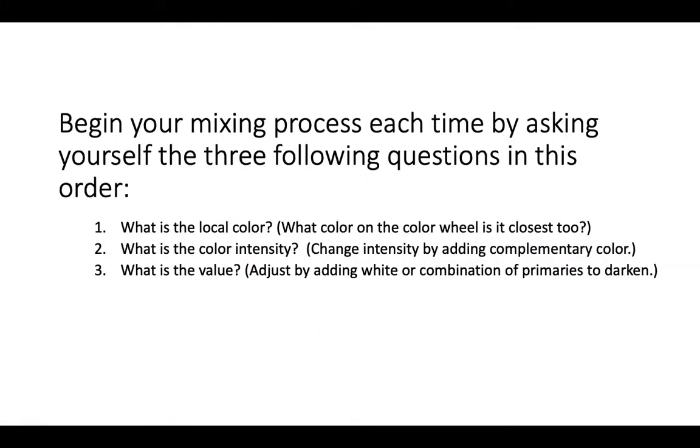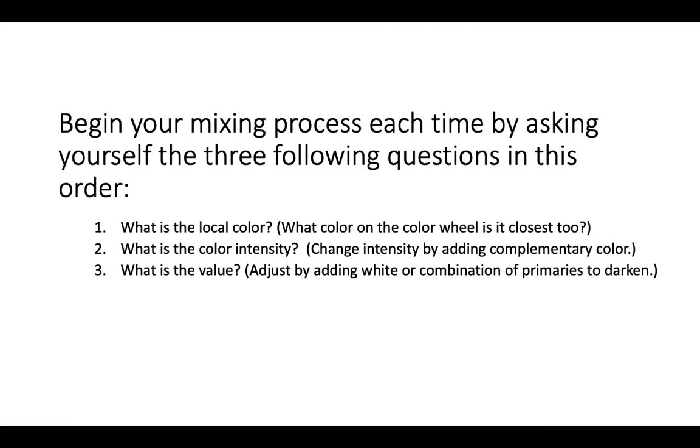As you're doing that, and I'll demonstrate this for you, you're always going to be asking yourself these 3 questions, which are really important. The first one is, what's the local color? Meaning on a color wheel, what color is it closest to? And you start off by mixing that color using your primary colors. Then the second question you're going to ask yourself is, what's the color intensity?